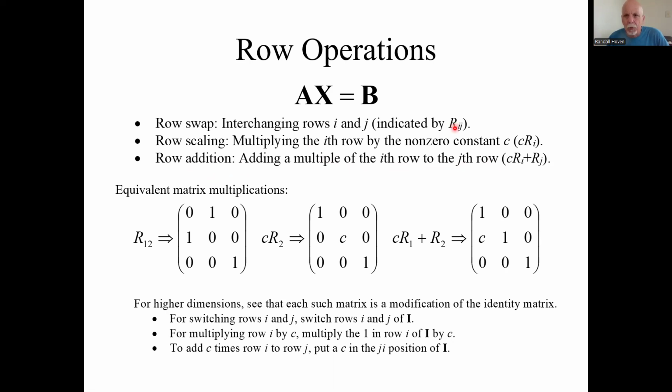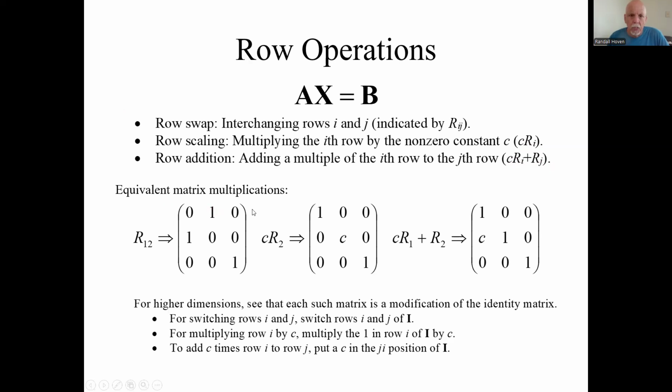So you can kind of keep track of operations, I've given these names. R_ij for swapping rows i and j, R_i(c) for multiplying row i by c, and then this thing, replacing row j by adding c times row i to it. Here's kind of a neat thing. Each of these row operations can be achieved by a matrix multiplication.